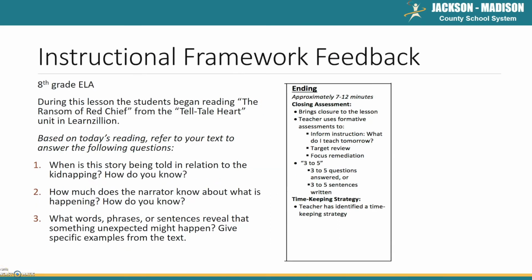Let's go back to the 8th grade ELA assessment. These questions will help the teacher determine what to teach tomorrow, or if review, remediation, or enrichment is needed. Here we see 3 questions, but the 3 to 5 rule is just a suggestion. There is nothing wrong with 2 questions, or 6 questions, or 1 prompt as we saw in the example earlier. The guiding principle is what will give the teacher the feedback needed to determine where to go next with instruction.